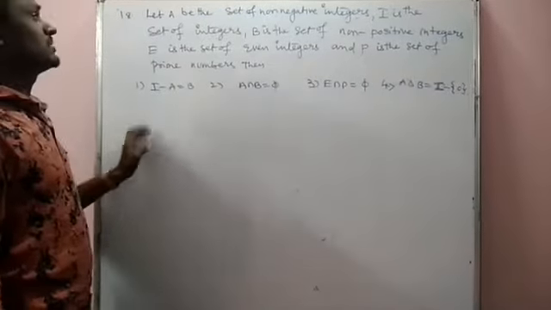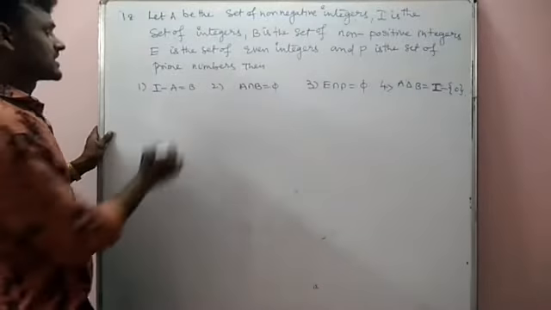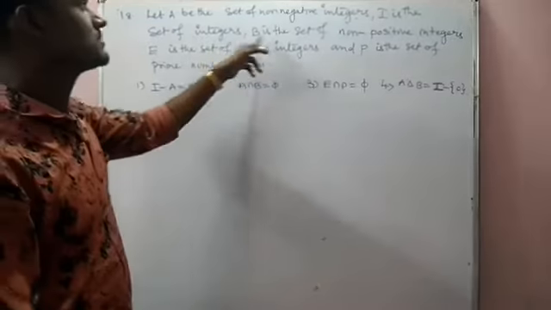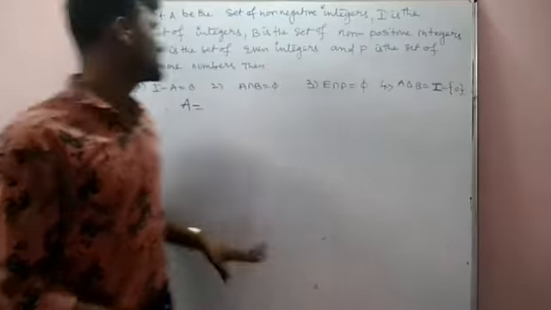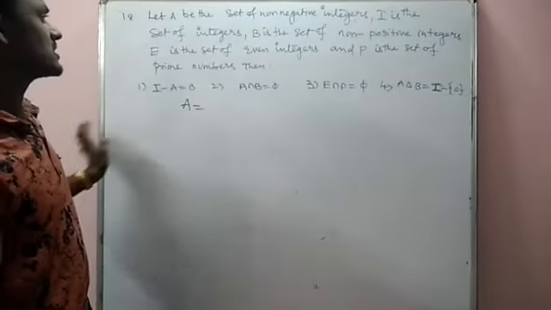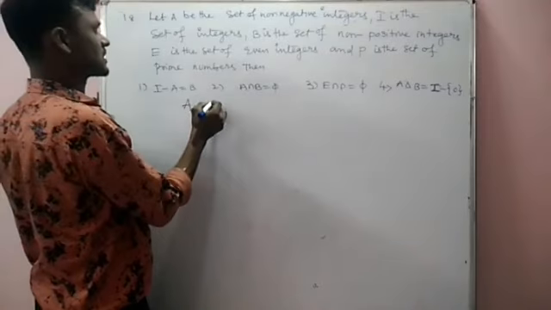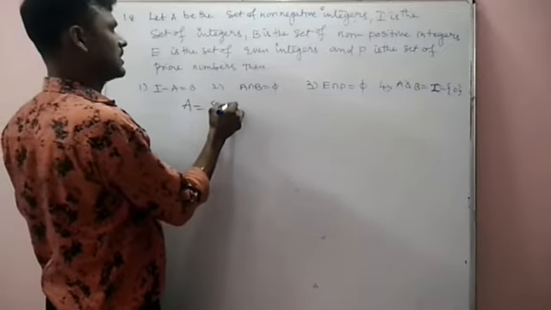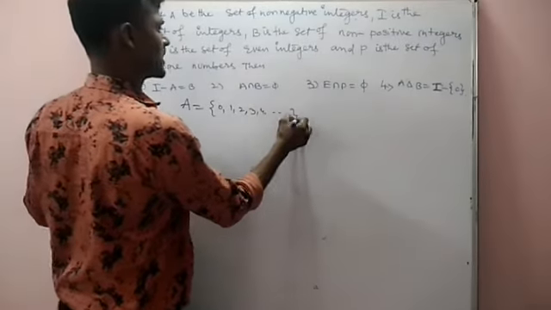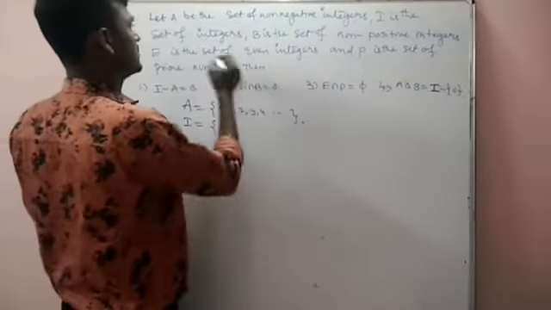Okay, next my question is: let A be the set of non-negative integers, I is the set of integers, B is the set of non-positive integers, E is the set of even integers and P is the set of prime numbers. Then which of the following is correct? We have to check here. A is equal to the set of non-negative integers: 0, then 1, 2, 3, 4 and so on, non-negative. And the second one is I is a set of integers.